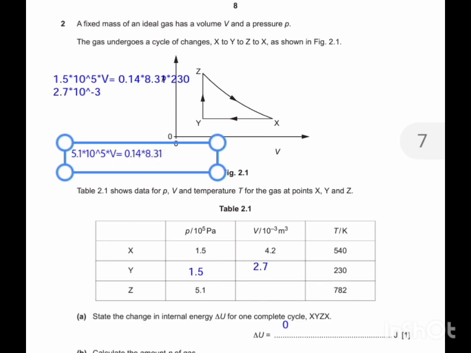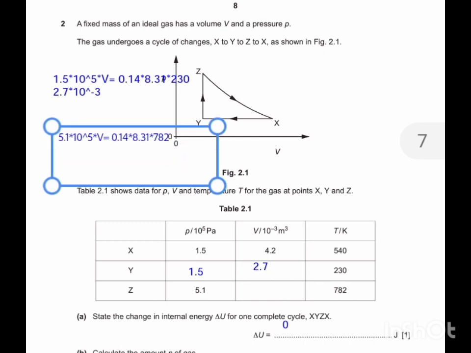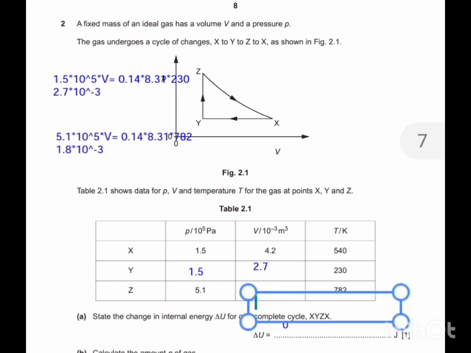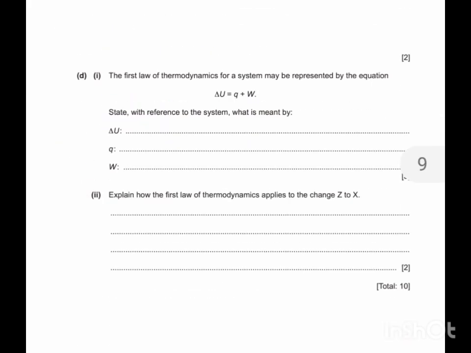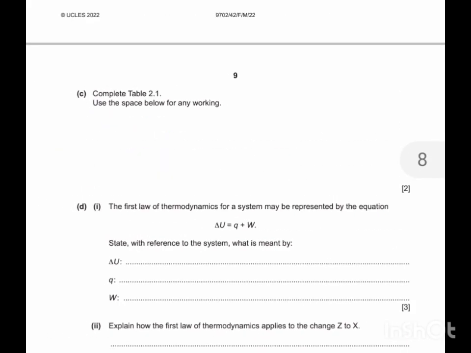So I'm going to calculate for the last column as well in the same manner. I'm using the equation PV equal to nRT, and my answer is going to come as 1.8 exponent minus 3. And as I did for the column before, I'm just going to add the answer, right?